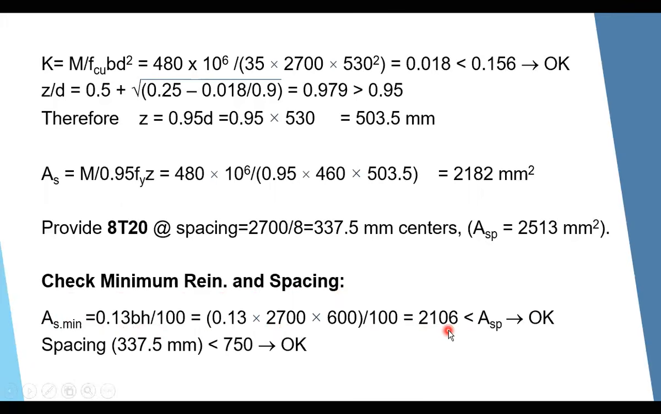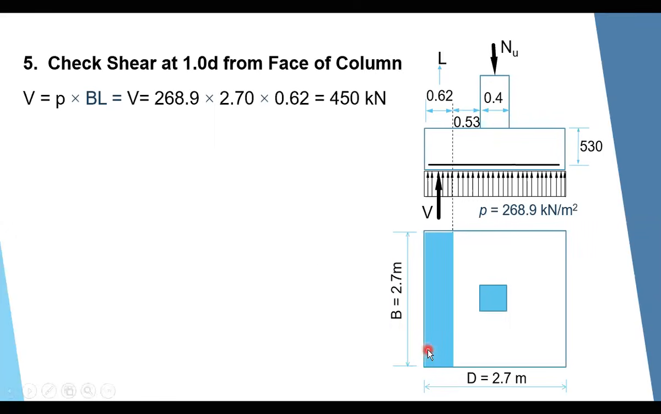Now we finished calculating the reinforcement in both directions. We checked the minimum reinforcement and the spacing. So now the coming step will be about checking shear. Checking shear is very important in footing because the load coming from the column is a big load, and we can have a shear failure. So it is not similar to the slabs.